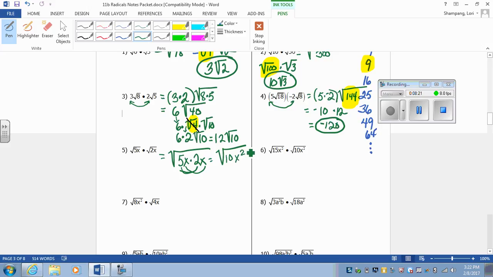Now, 10x squared. Let's break that into 2 factors. Let's say that's the square root of 10 times the square root of x squared. So all we did here was just use our product rule. Now, the square root of 10 is already simplified because there is no factor of 10 that is a perfect square.